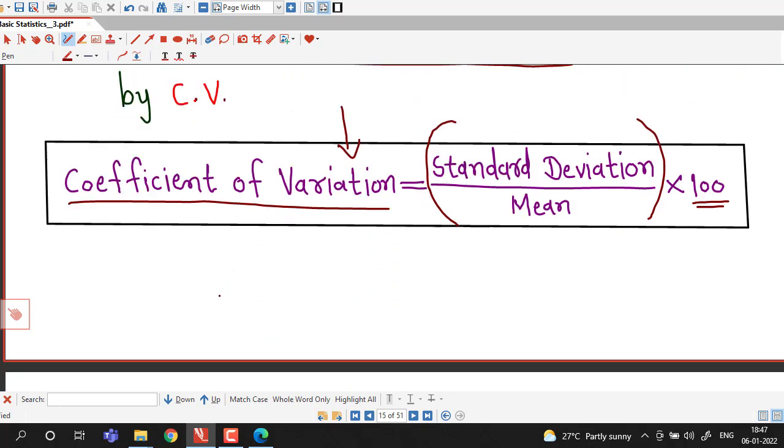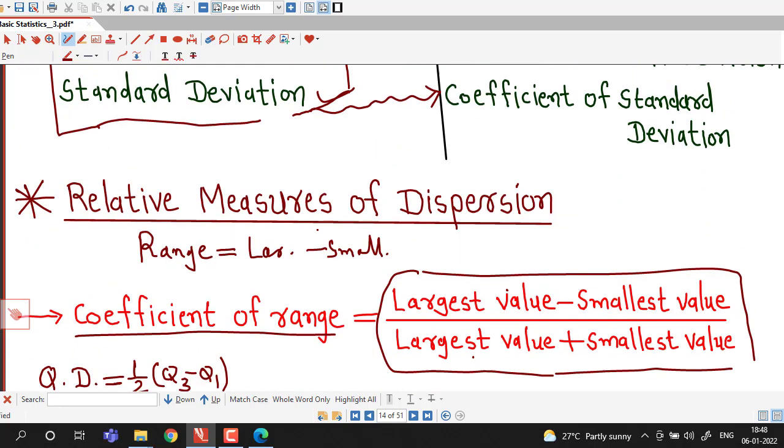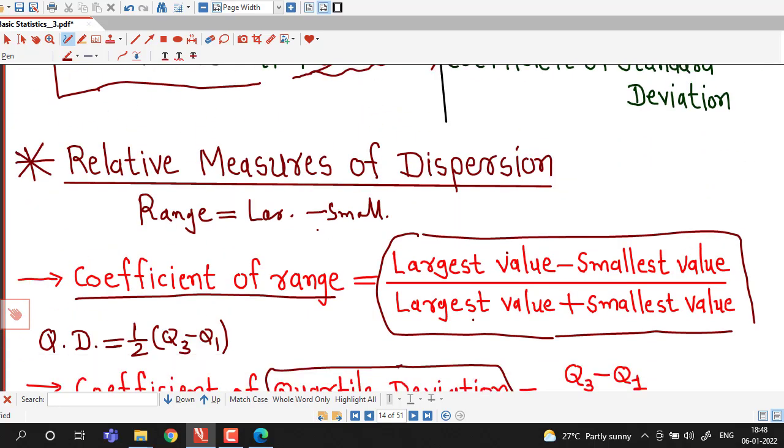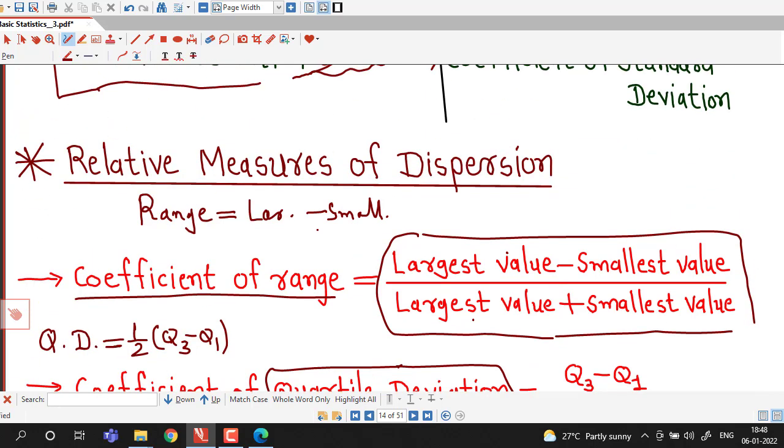So if we are given a problem on comparing the variability in two or more data sets, and if the relative measure is not specified, we will always use this relative measure, coefficient of variation, for comparing the variability of two data sets. So in upcoming lectures we will discuss problems on comparing the variability of two or more data sets using these relative measures of dispersion.